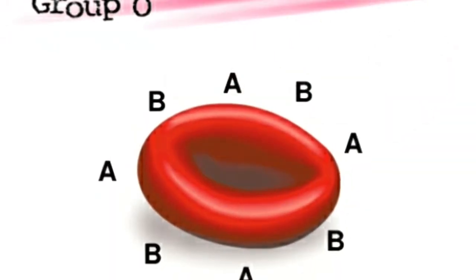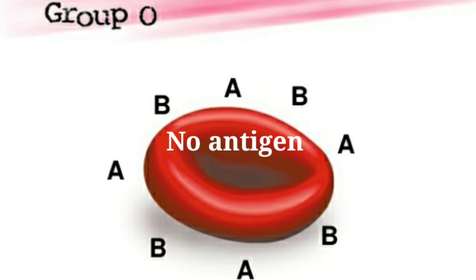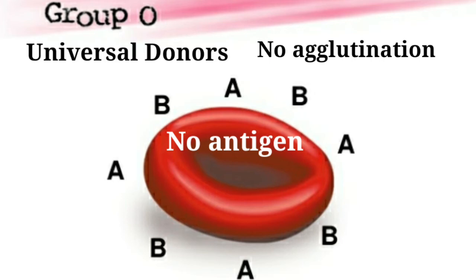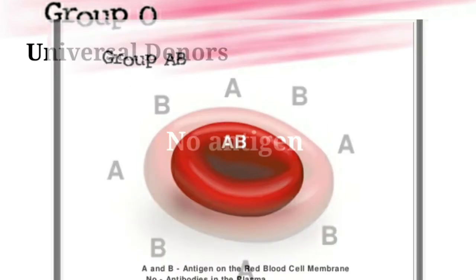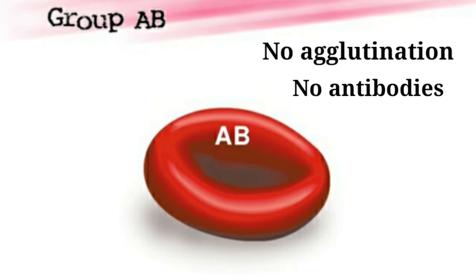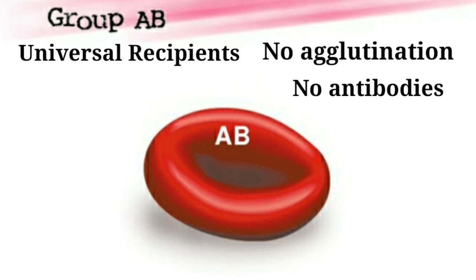Thus, RBCs of O group have no antigen and so agglutination does not occur with any other group of blood. So, O group blood can be given to persons of any blood group and persons with this blood group are called universal donors. Clear children? And the plasma of AB group blood has no antibody. This does not cause agglutination of RBCs from any other group of blood. People with AB group can receive blood from persons of any blood group. So, people with this blood group are called universal recipients.